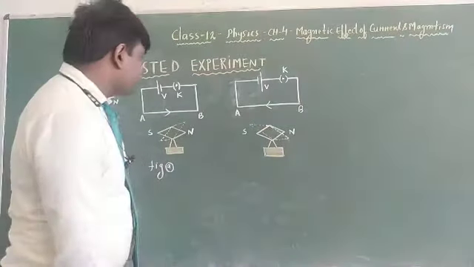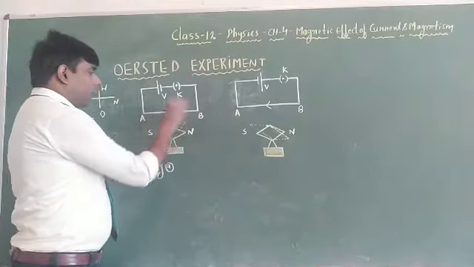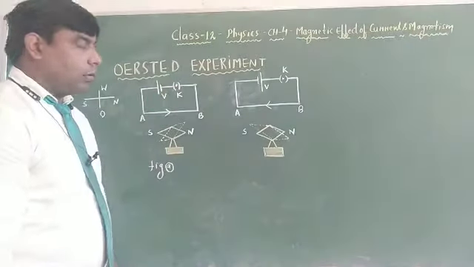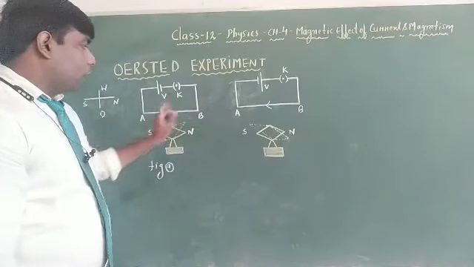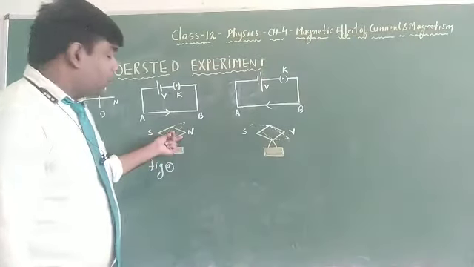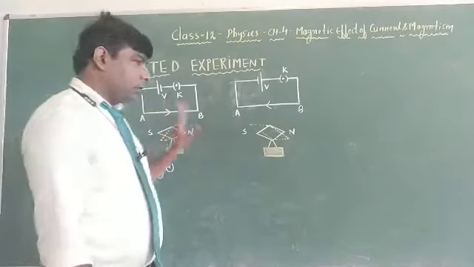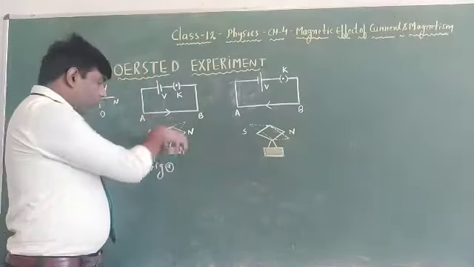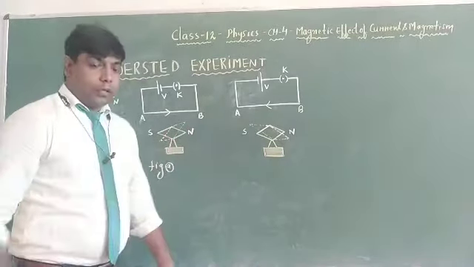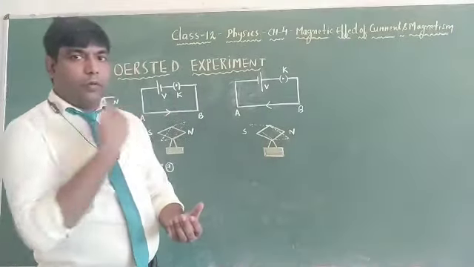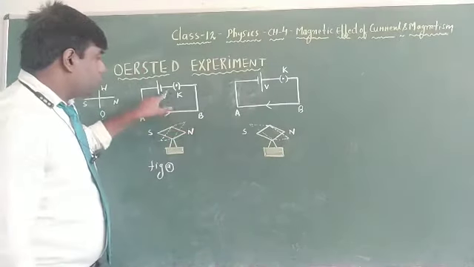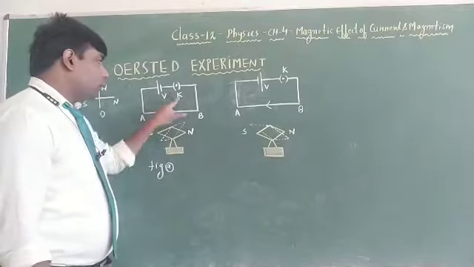So what is it? A wire AB is connected with a voltage source V through a key K, right? This is a current carrying conductor AB. Then this is a magnetic needle. Its south pole is on the left hand side and north pole is on the right hand side. It is mounted and free to rotate in a horizontal plane. This means the magnetic needle is mounted on a stand and free to rotate. And above this needle a wire AB is placed, which is connected to a voltage source through a key.